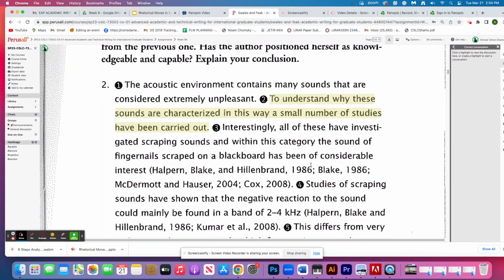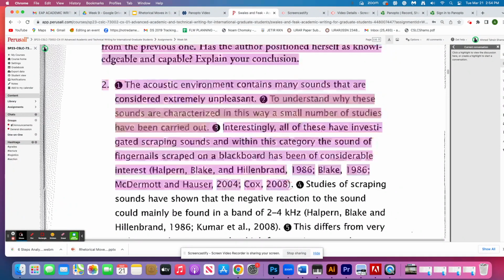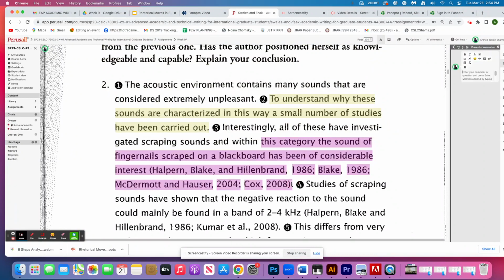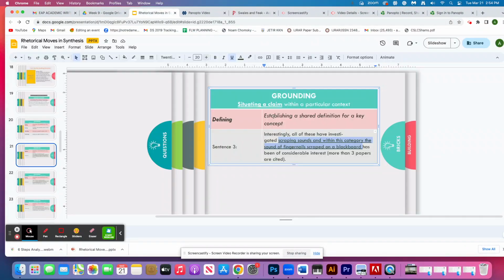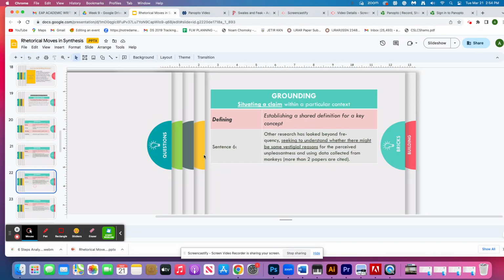More than 3 writers actually have been cited here, or papers. This is the first paper, this is the second paper, this is the third, 4th paper. So 4 papers have been cited possibly here. So we are expecting a detailed analysis of these 4 papers. So that's how a shared definition has been set. Okay, so when we talk about unpleasant sound, it refers to scraping sounds by fingernails. Gotcha.